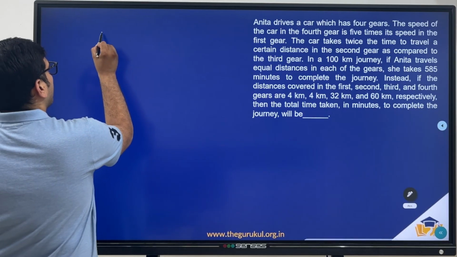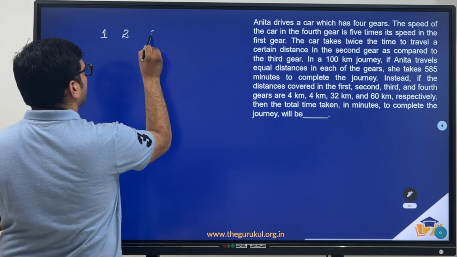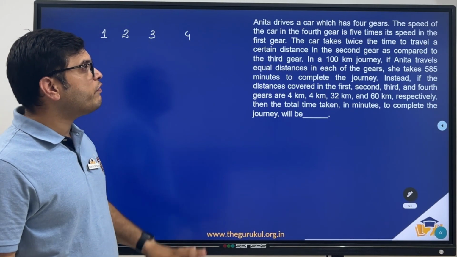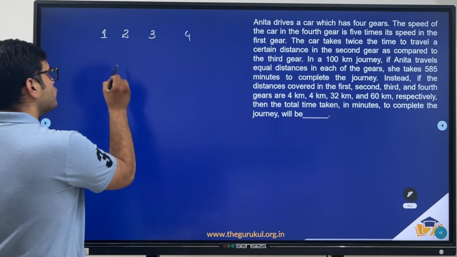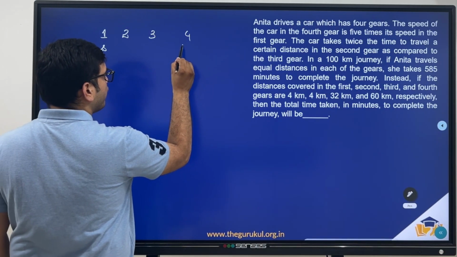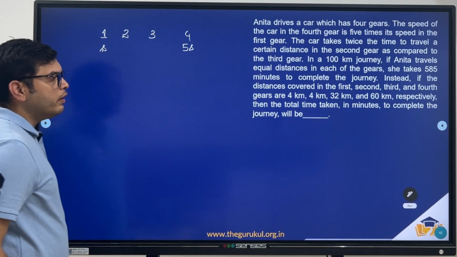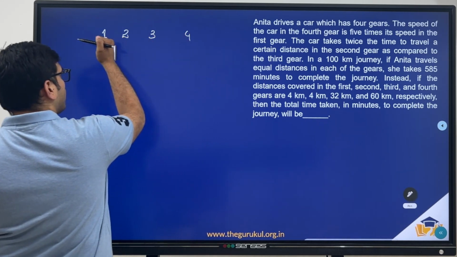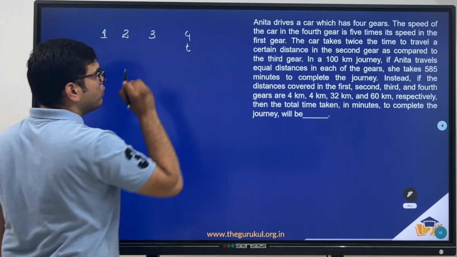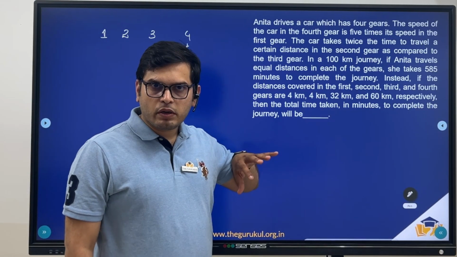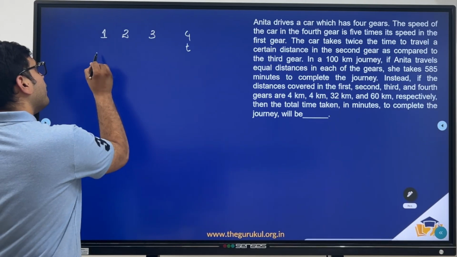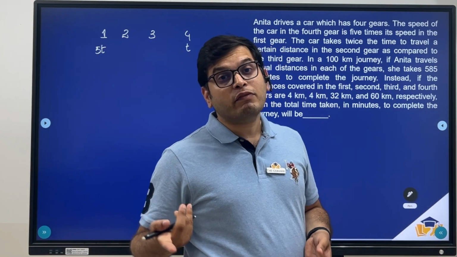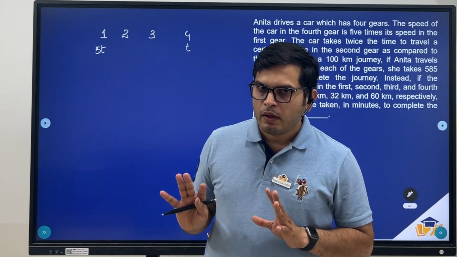So, we have 4 gears in which Anita could have traveled, right? The speed of the car in the 4th gear is 5 times its speed in the 1st gear. So if the speed in the 1st gear is s, speed in 4th gear would be 5s, right? Now since we are asked to find the total time taken, if the time taken to complete a certain distance in 4th gear is t, then the time taken to complete the same distance in 1st gear will be 5t, because speed and time are inversely proportional to each other when distance is constant, right?